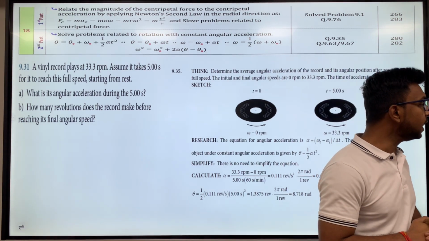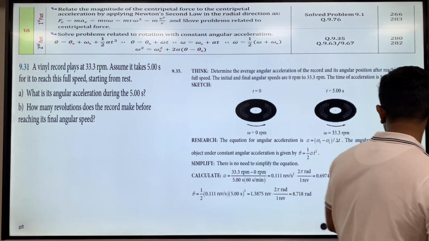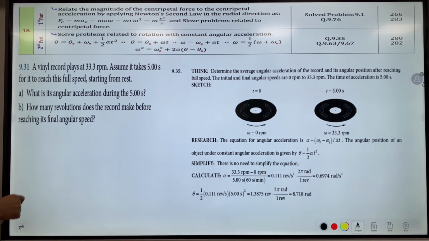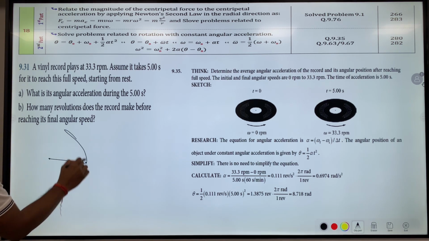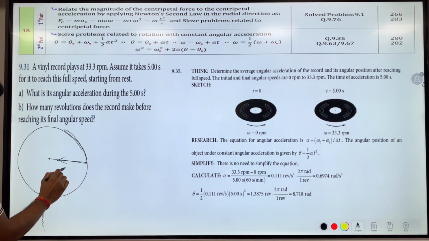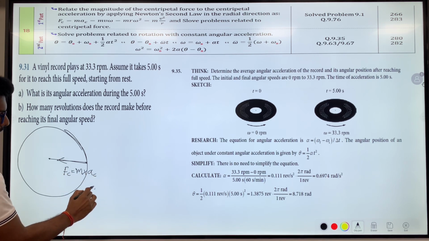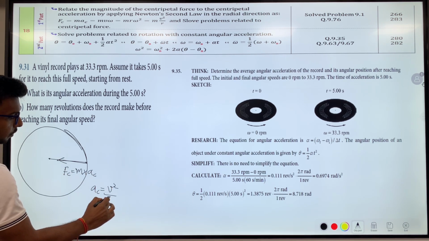Relate the magnitude of the centripetal force to the centripetal acceleration. We have discussed this in class multiple times. I have told you as well. We did an experiment in which I was rotating an object with a spring attached to it. The force is continuously pulling it towards this. This is the centripetal force, and this centripetal force is mass times centripetal acceleration. Centripetal acceleration is v squared by r.